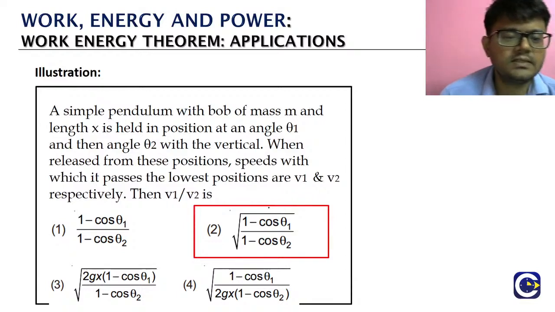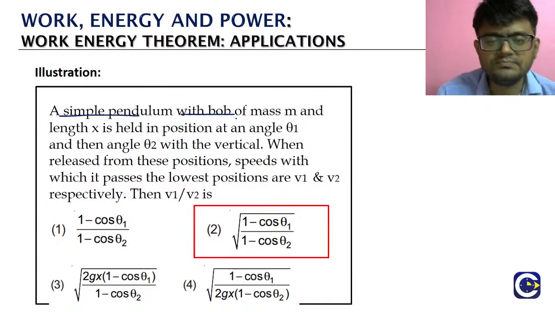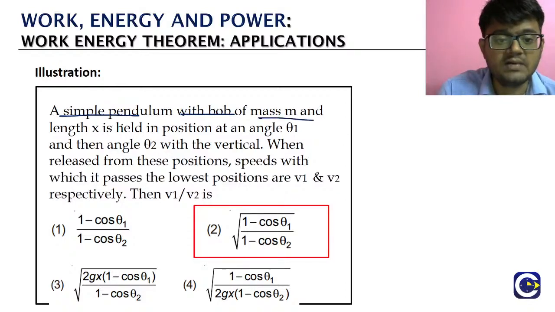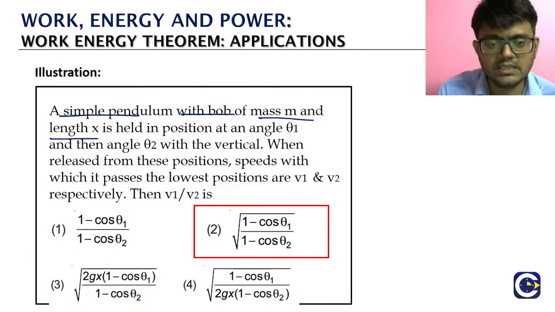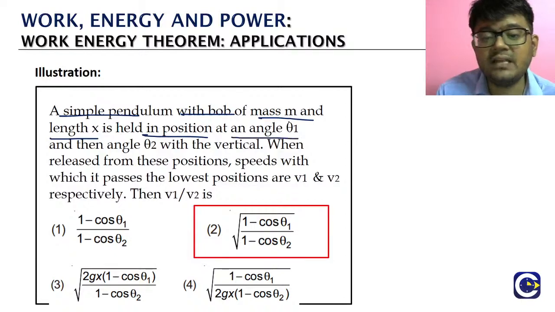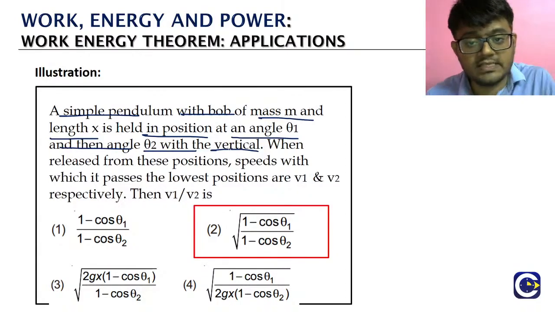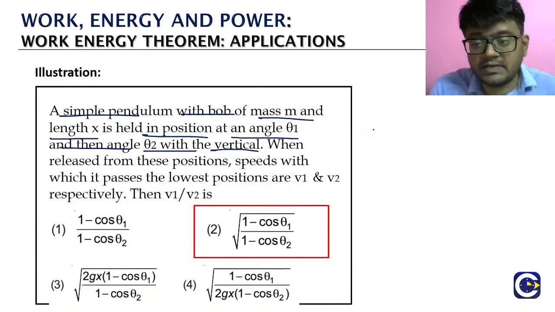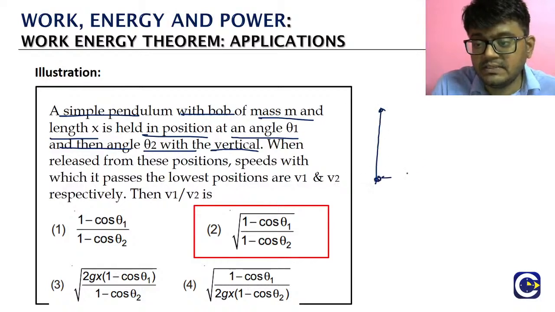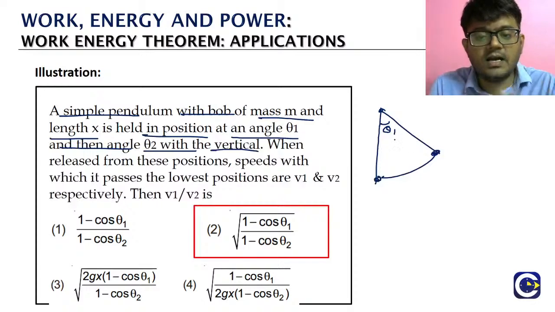Look at this. A simple pendulum with a bob of mass m and length x is held in position at an angle theta 1 and then at angle theta 2 with the vertical. So in one case, we are holding it at an angle theta 1. Look here, it is like this. Here we are holding it at theta 1. Okay? In the next case, we are holding it with an angle theta 2.